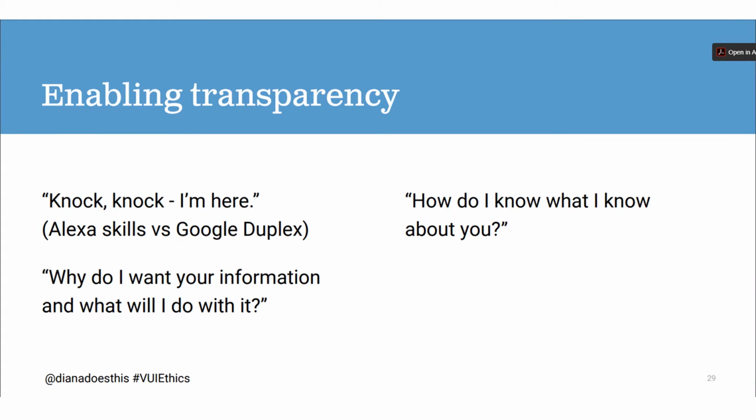When you're enabling transparency, there's the Alexa skills versus the Google Duplex way of thinking of it, which is also user-initiated versus system-initiated, but you can do this with system-initiated too. Alexa is always very obviously contained. When you say, hey Alexa, open up this skill, the user's initiating it, they know they're talking to a machine, there's no mystery there. With something like Google Duplex, it was basically trying to trick people into not knowing that it was a machine.